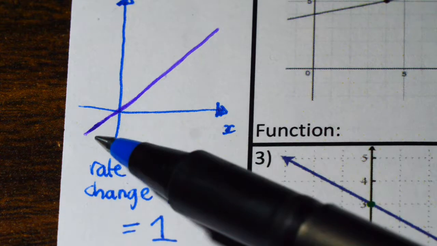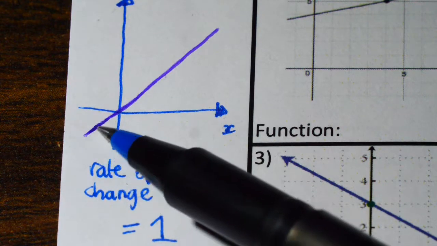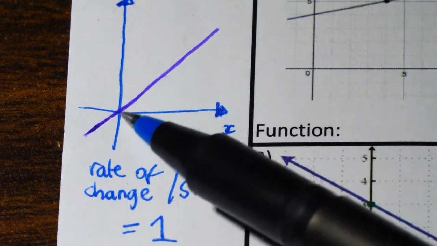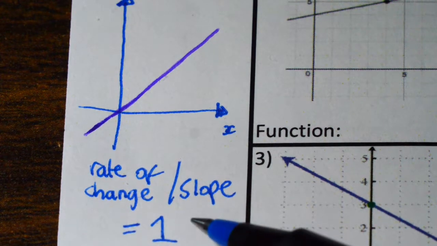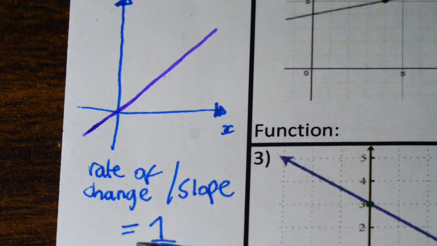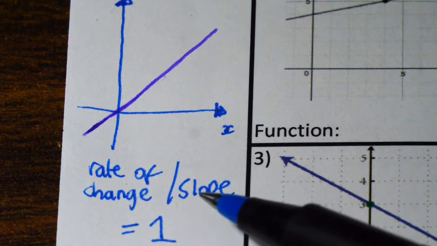So for example, this line here, we could be talking about speed, the speed of a car. The speed of this car, for example, the slope is 1. Okay, the speed is 1. It might be 1 kilometer per second.